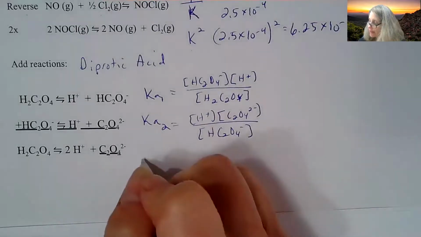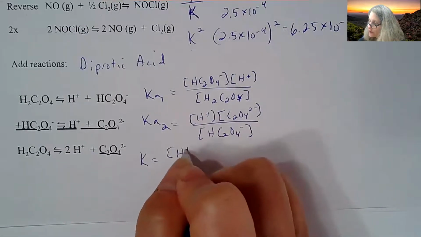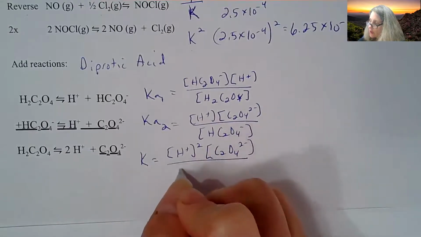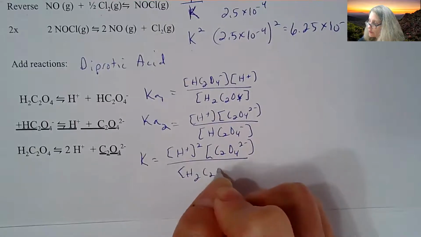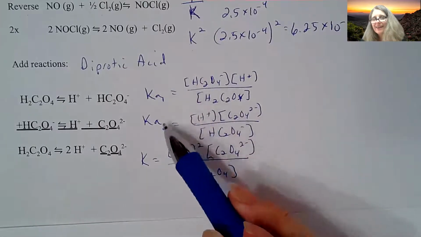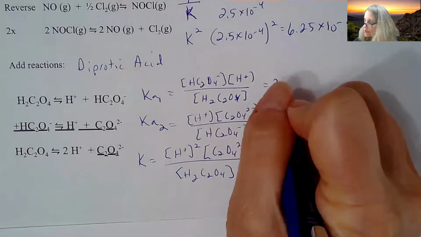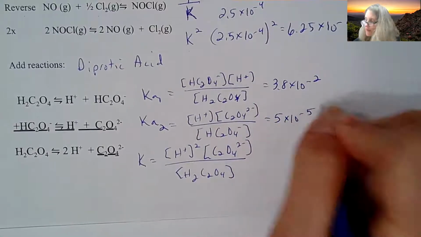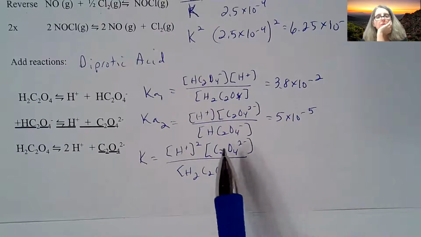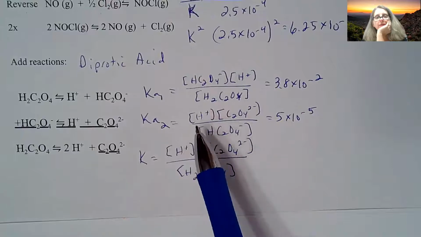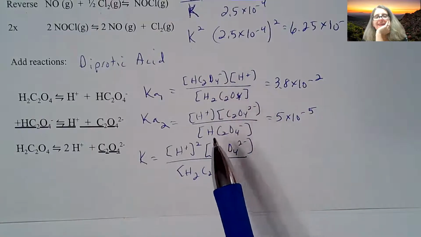So in my final reaction, I have H plus squared, right? C2O4 2 minus over H2C2O4. That's what my overall K is going to be for this reaction. Well, can you tell what you did to the Ks? So my Ka for this first reaction is 3.8 times 10 to the negative 2nd. The second one is 5 times 10 to the negative 5th. Okay. So when you look at the two expressions and you end up with H plus squared, what are you doing to these Kas?